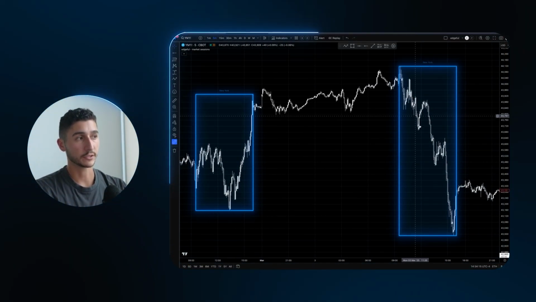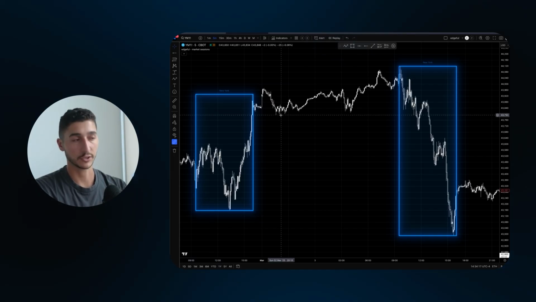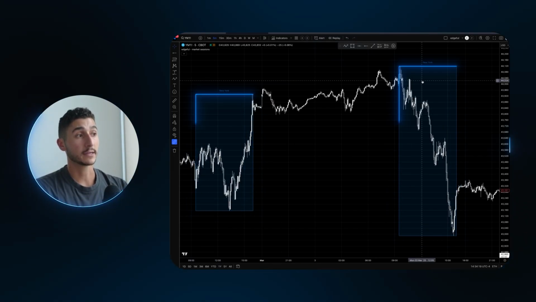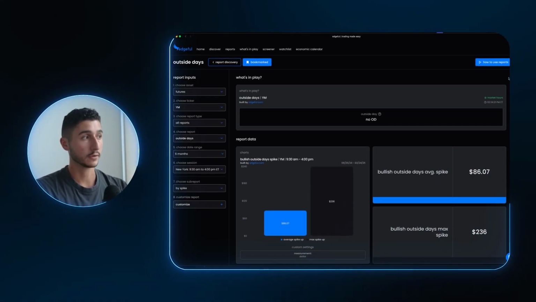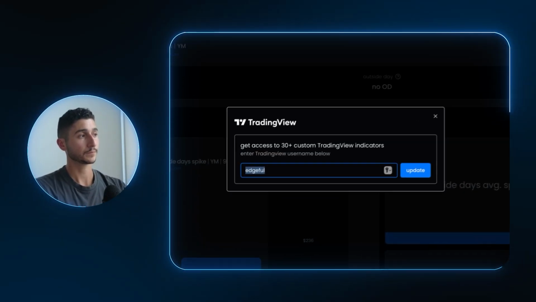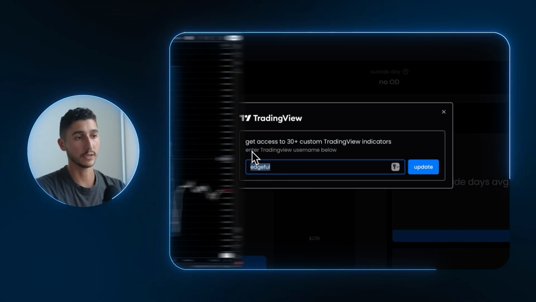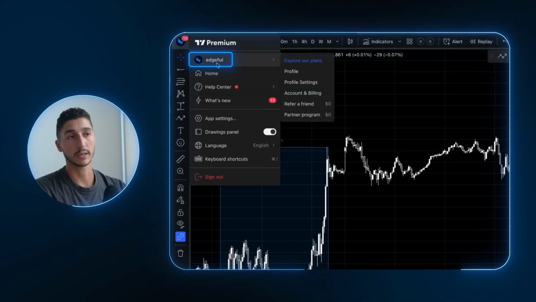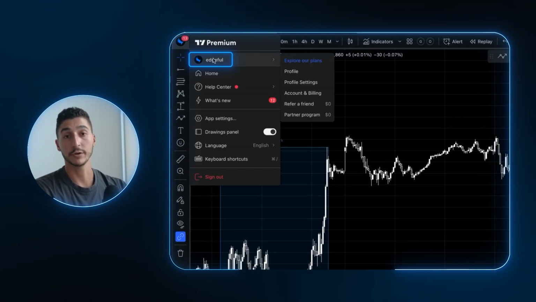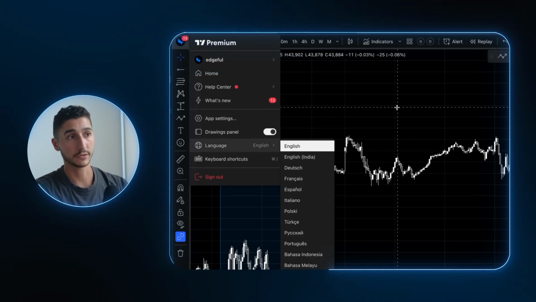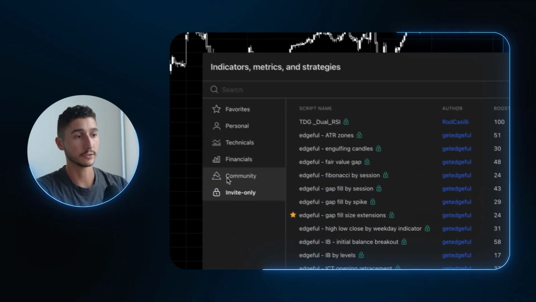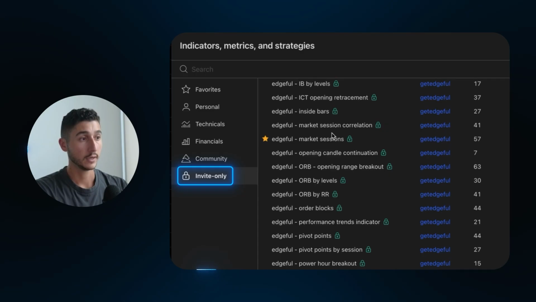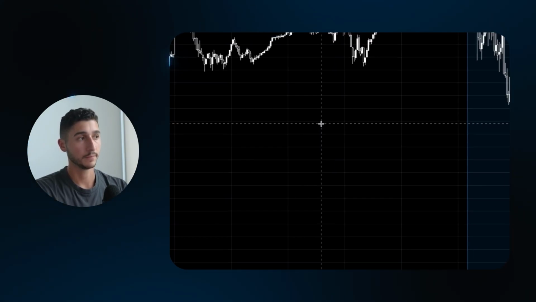You can see these blue boxes on my screen. These are the New York sessions. If you want access to this indicator, this is an edgeful indicator. Click over here on the right side. The trading view access, you can see you need to put in your trading view username. You can find your trading view username by clicking the profile button. Right over here, you can see my username is edgeful. Yours will be something else. Then you go to your indicators. You'll see all of them appear right here. The market sessions is the one that we want.